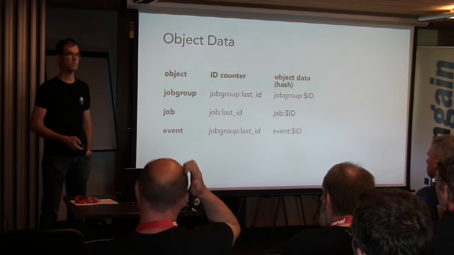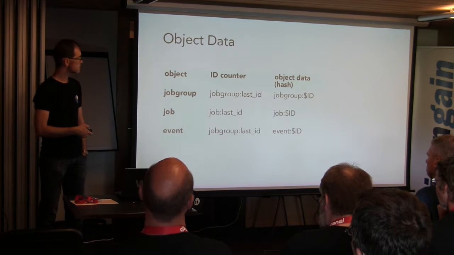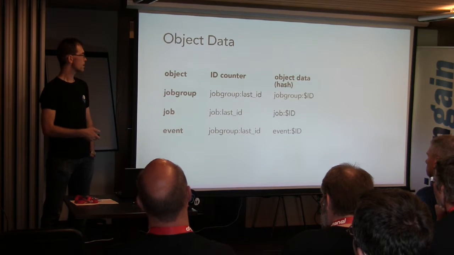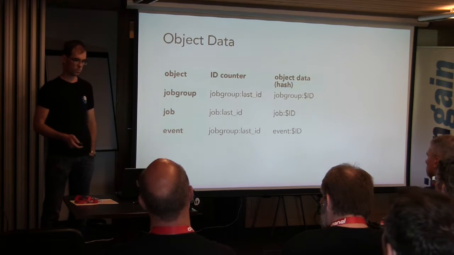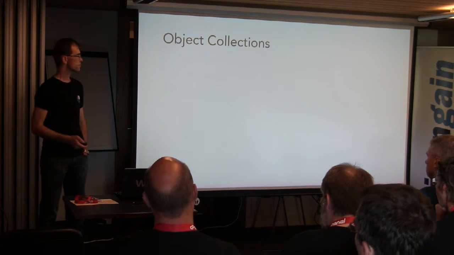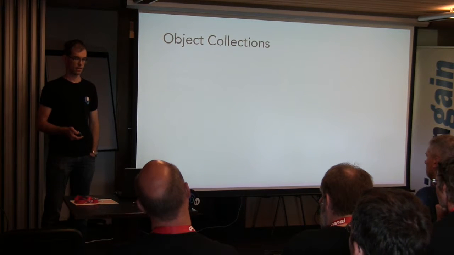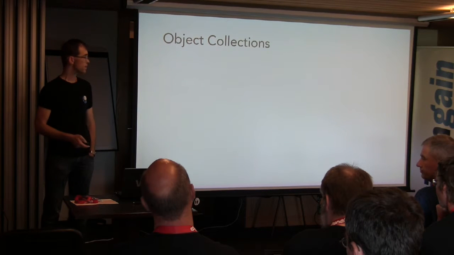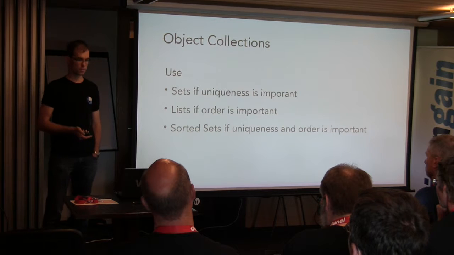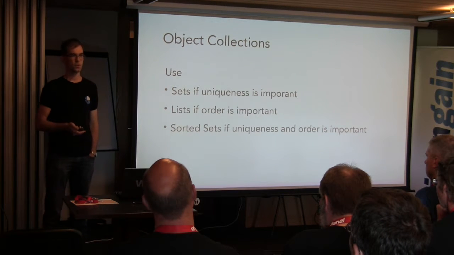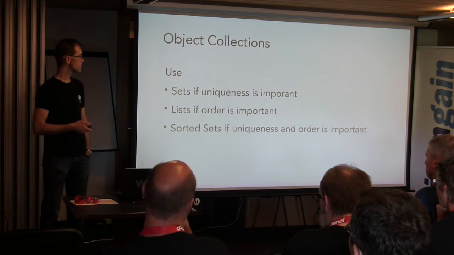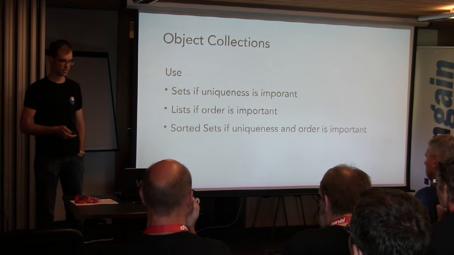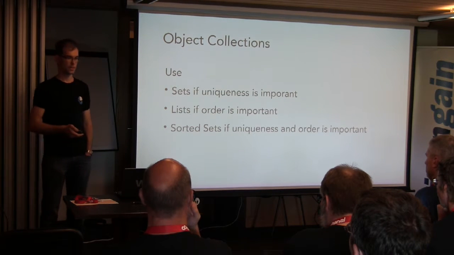Okay, here I have the object data with data type colon ID of the object, and now I need to put them together. Like I need to connect the job group to the jobs, so I need collections. There are a few options. If uniqueness is important, we use sets. If you put more emphasis on the order, then you take lists. And if you want both, you use sorted sets.